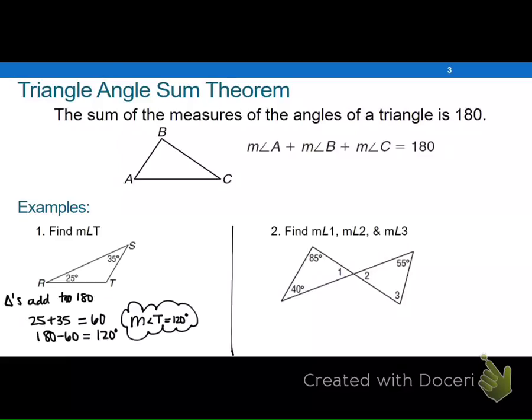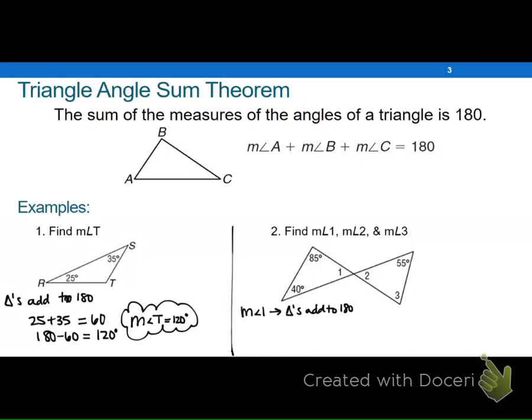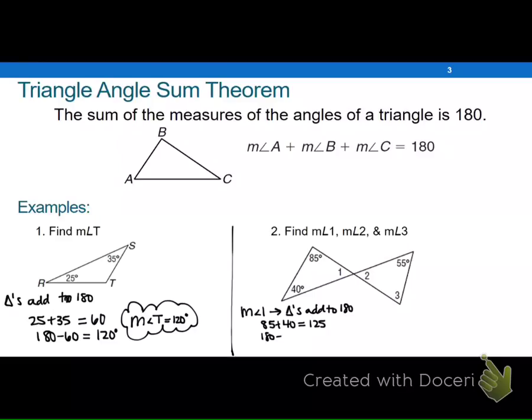So the measure of angle 1, we know that triangles add to? 145. Is that, well, the triangle itself. The triangle itself is 180. So what did you do to get 125? Added 85 and 40. So 85 plus 40 equals 125, okay. Then what do you do? Then you subtract that from 180. Is that 55? Yeah. So the measure of angle 1 equals 55 degrees.